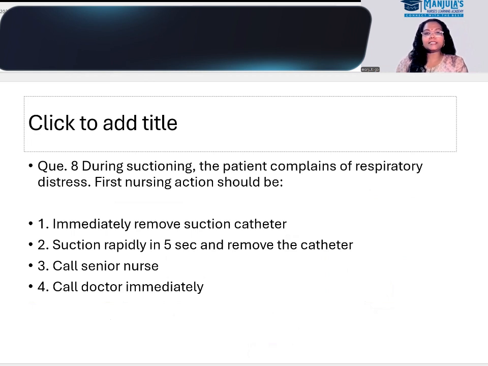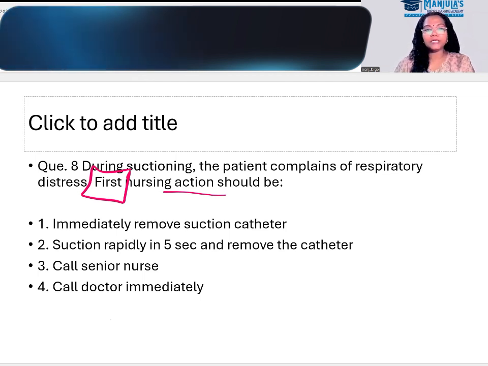Next question: during suctioning, the patient complains of respiratory distress. What should be the nurse's first action? Okay, so that is also important. When you read the question, keep marking the important keywords. So the first nursing action should be: immediately remove the suction catheter, suction rapidly in 5 seconds and remove the catheter, call the senior nurse, call the doctor immediately.